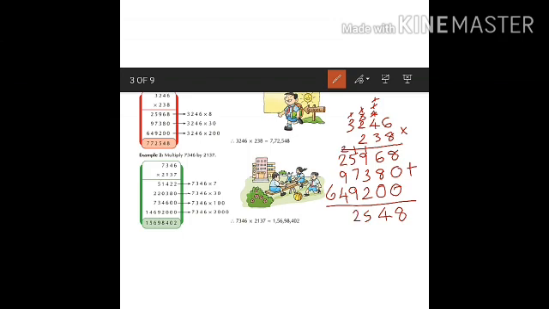2 plus 2, 4. 4 plus 9, 13. 13 plus 4, 17. 7 will be written here and put the carry here. 1 plus 6, it is 7. So we got our answer as 7,72,548. This is how we will do the multiplication for large numbers.